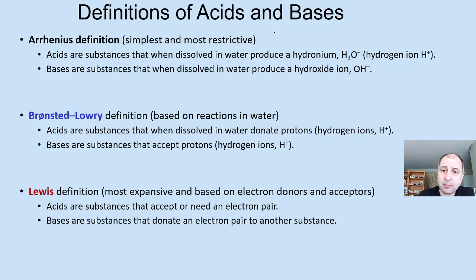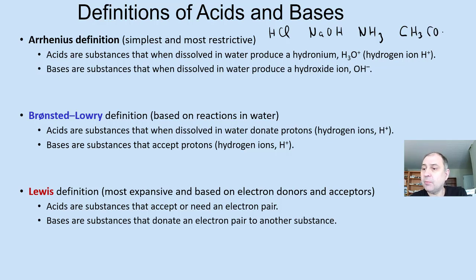Let's just throw up a couple of acids and bases that we know. We know that hydrochloric acid is an acid. We know that sodium hydroxide is a base. We also know that ammonia, NH3, is a weak base, and acetic acid is another acid. So those are 4 examples. Let's take a look at these 3 definitions and see how they fit in.